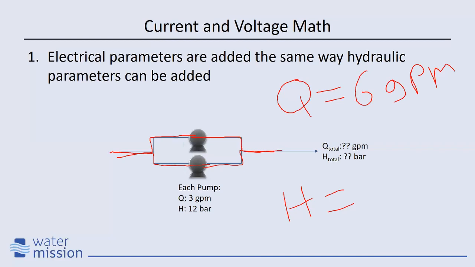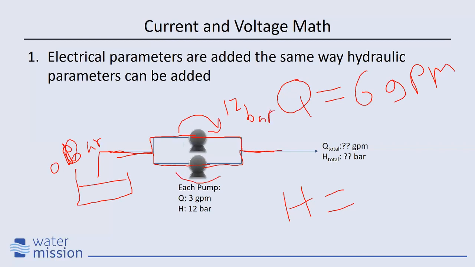And the pressure, well, let's say this is pulling water out of a tank. Over here, we know the pressure here is 0 psi, or we're working in bar, I'm sorry. So this pump is going to boost the pressure up to 12 bar, and this pump is going to boost the pressure up to 12 bar. So if this area here is 12 bar, that means this total is still only 12 bar, because we're not adding the bar, we're just combining it together.